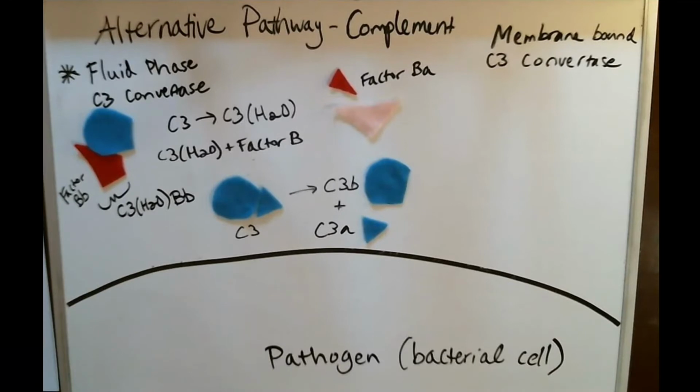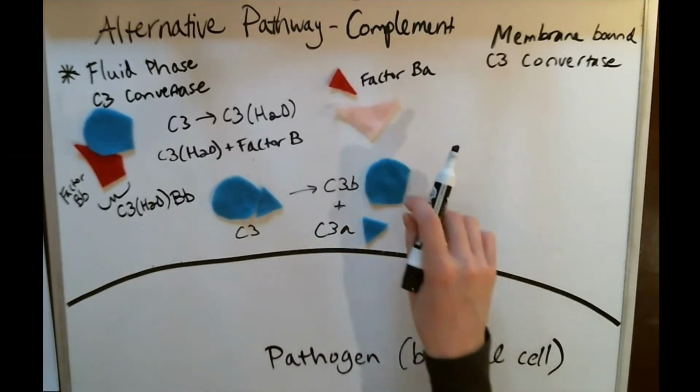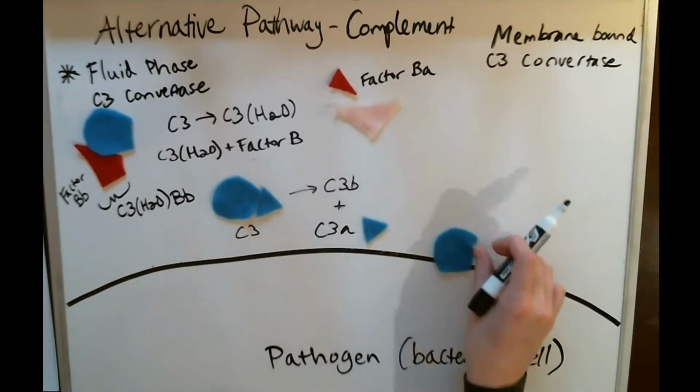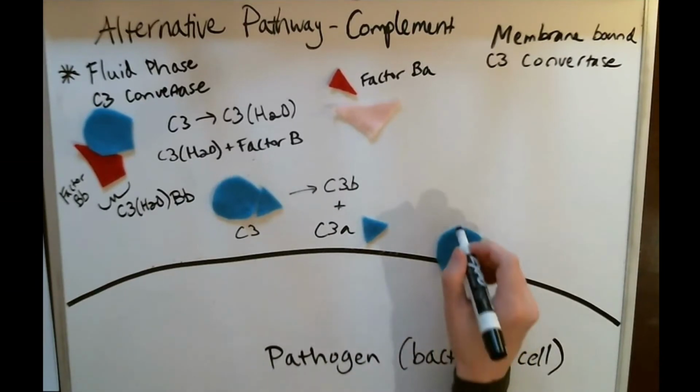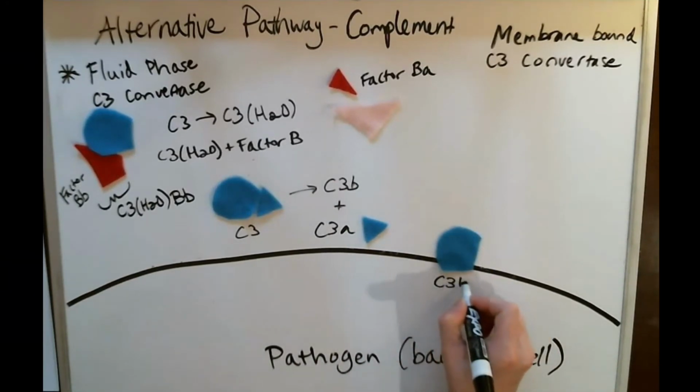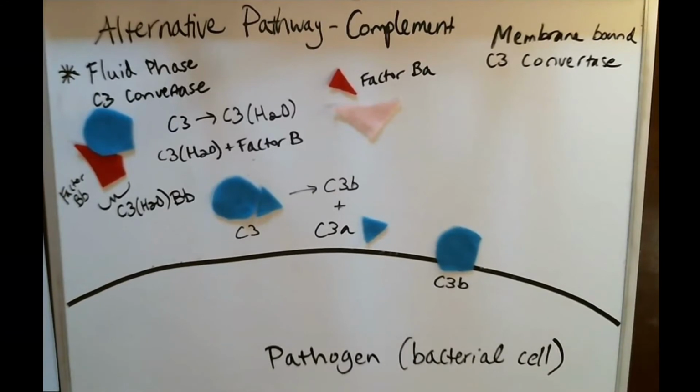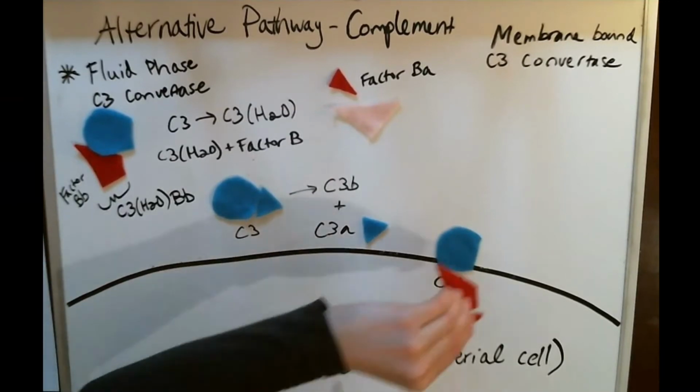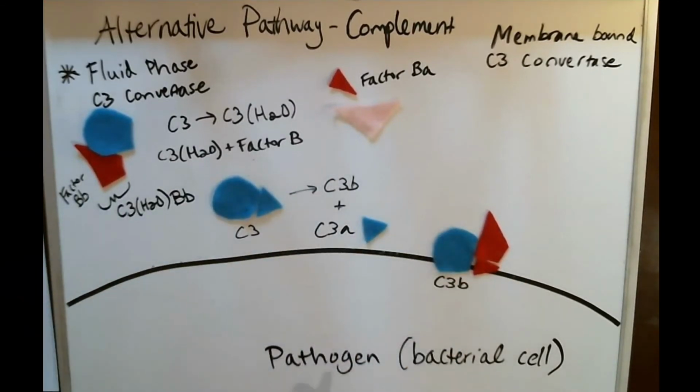So once we have C3b, in this membrane-bound C3 convertase version of the pathway, that C3b is going to associate with the membrane of our pathogen, such as our bacterial cell. Now what's going to happen, again, we said this is the membrane-bound version of the pathway, so everything is going to start to assemble at the pathogen membrane. So we're next going to have factor B associate with C3b there.